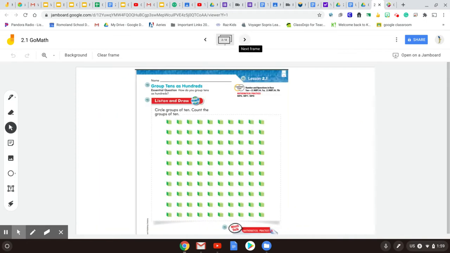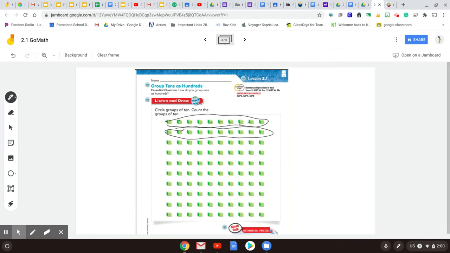Okay. So let's go ahead and go to page 57 in your book, lesson 2.1. Let me get my pen on here. And we're going to be talking about grouping tens as hundreds. So essential question, how do you group tens as hundreds? We're going to be circling the group of tens, count the group of tens. So we're going to come through 1, 2, 3, 4, 5, 6, 7, 8, 9, 10. And I want you to go through and circle all the groups of 10. Let's go ahead and do that.